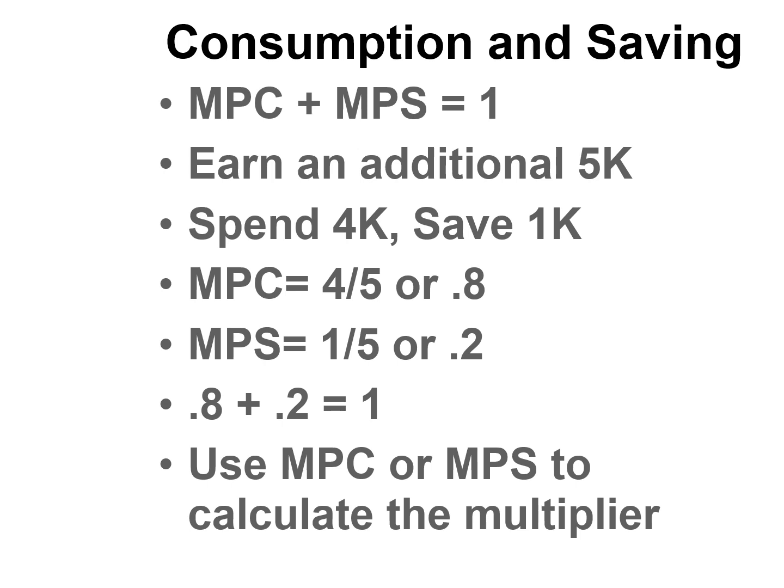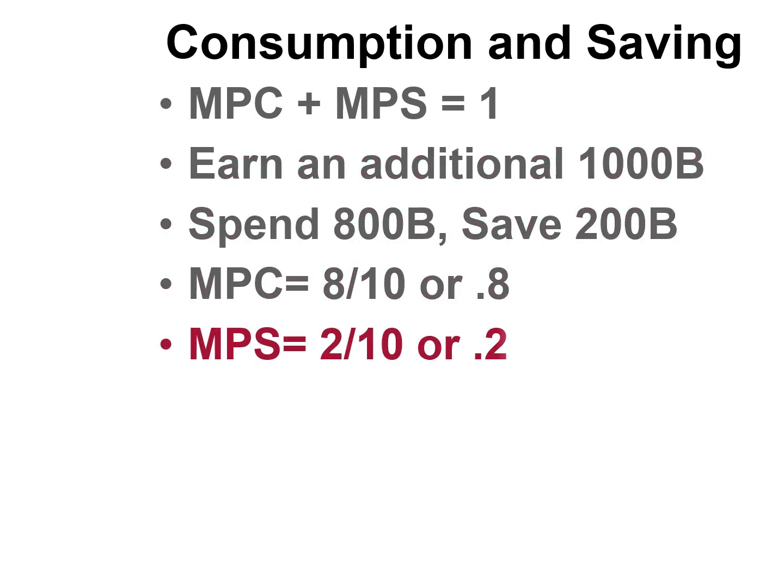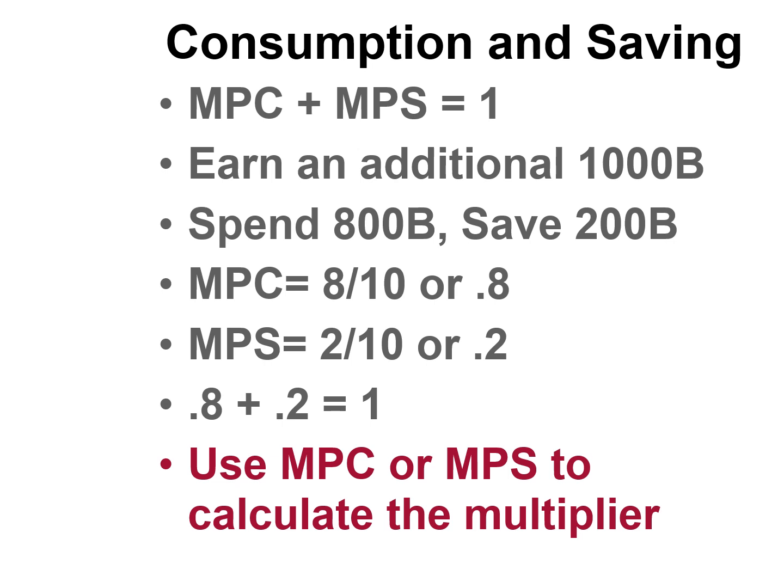Again, notice the identity: MPC plus MPS must equal 1. Whatever percentage of the change in income is not spent is saved. Whatever percentage of the change in income is not saved is spent. MPS plus MPC must always equal 1. Look down bottom in the red. We're going to use the marginal propensity to consume or the marginal propensity to save to calculate what is known as the multiplier. More about this important economic concept soon. On the previous slide, marginal propensity to consume and marginal propensity to save was analyzed examining one individual.